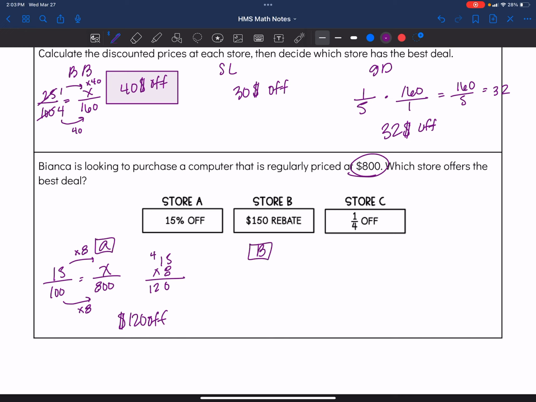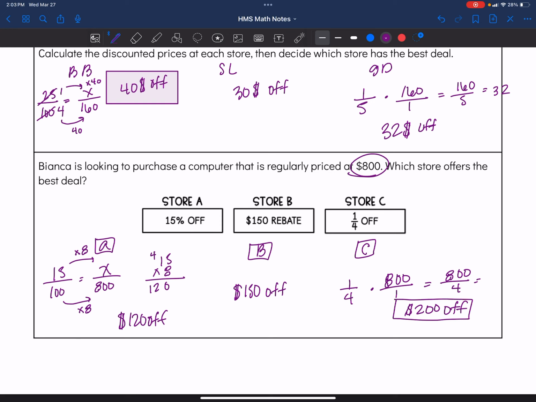Store B, we're doing a $150 rebate, so already that's a better deal, right, because 150 is more than 120. And lastly, 1/4, store C. So I'm doing 1/4 times 800. So I'm just dividing 800 by 4. Whew, 200. That's a lot of money. That is my best deal. Okay, so store C was the best deal. It was $200 off.